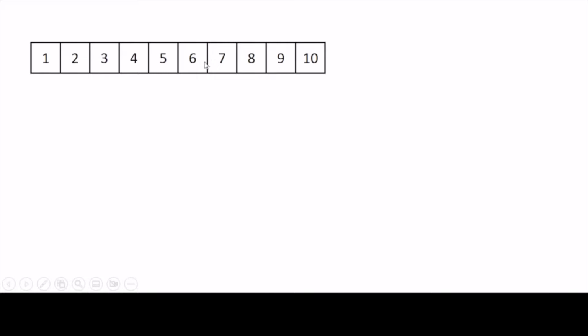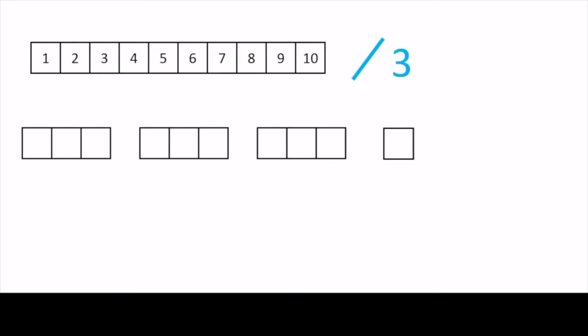Suppose this is the array we created now, 1 to 10, and we are trying to divide it into 3 equal parts. So what it does, first it will divide it by 3. So it will get 3, 3, up to 9, the highest number which can be equally divided by 3. And it will take the remainder of the division, that is 1.